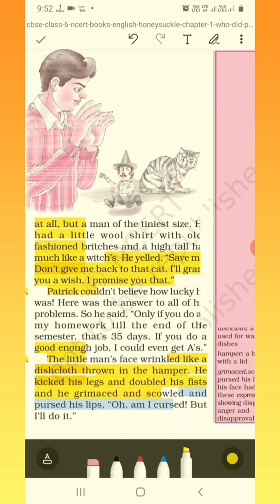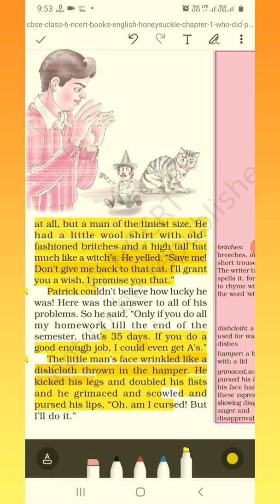Yeah. So only if you do my homework till the end of semester, that's 35 days. If you do good enough job, I could even get A. So clearly Patrick was willing the elf to complete his homework in the wake of serving the elf. All right, so it was a give and take sort of policy. Okay, so the elf hated it.